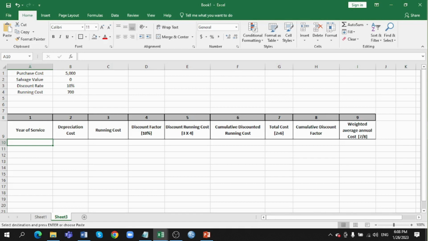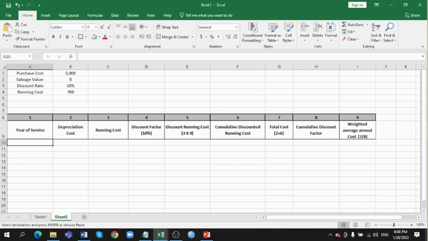Then moving on to the sixth, we have our cumulative discounted running cost. The seventh is for the total cost. Just like on the fifth column, 3 times 4, this 2 plus 6 in column 7 will be discussed later on. Then we have our 8th column, cumulative discount factor. Then the 9th one is for the weighted average annual cost. We have here 7 divided by 8. Each column will be discussed thoroughly as we go along in this discussion.